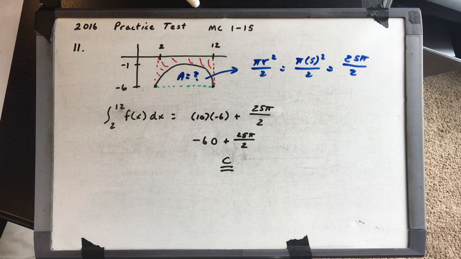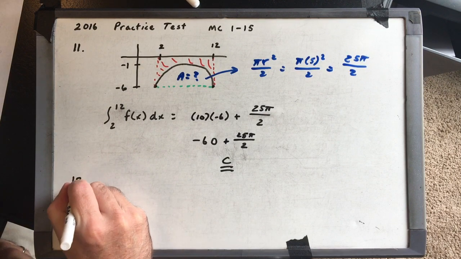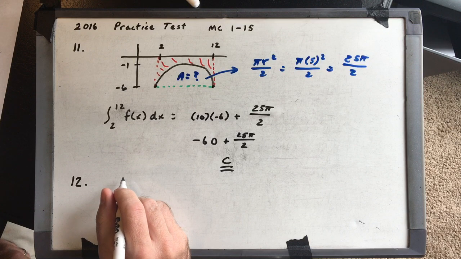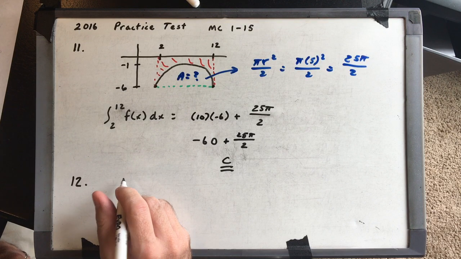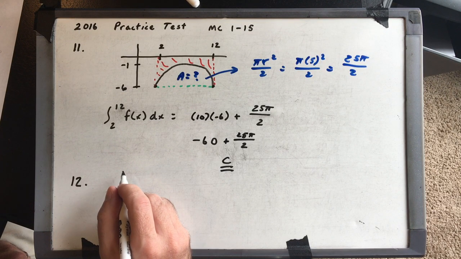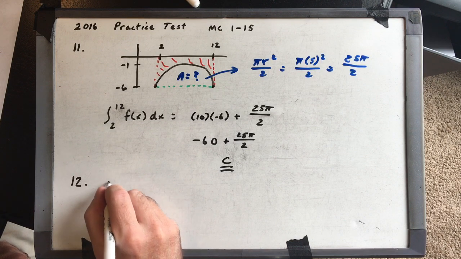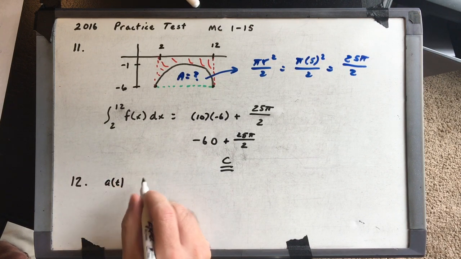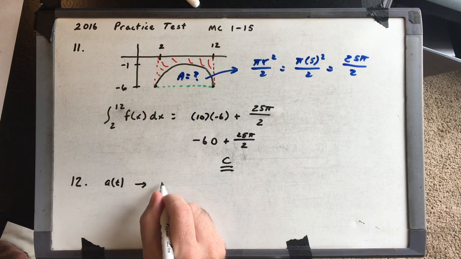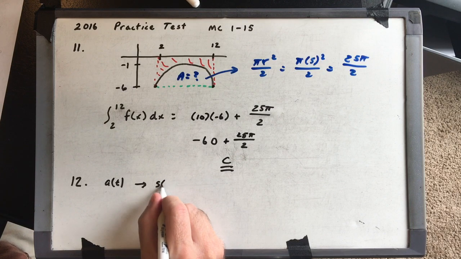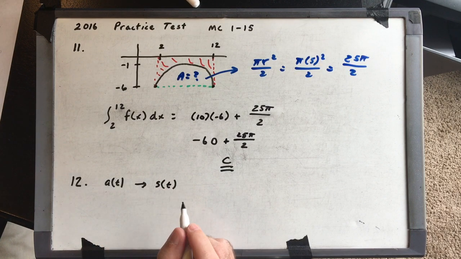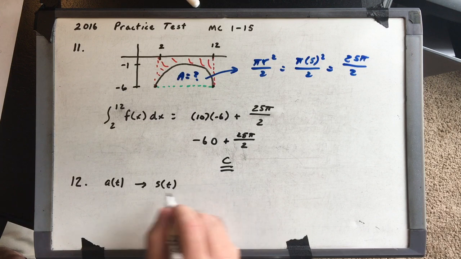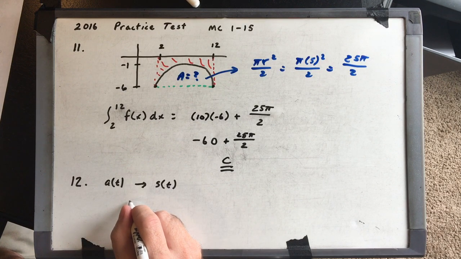Okay, I could see one like that being on there. All right, number 12. Number 12 is an acceleration problem. You're given acceleration, you've got to go to position. So you've got to go to s of t. And this involves integration.